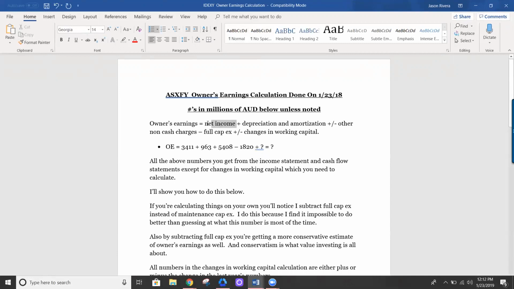So we use net income here because that's based on what the company says they are earning on the quote unquote bottom line. We add back these numbers, depreciation and amortization. David, actually, why do we add depreciation and amortization back in? Do you remember?